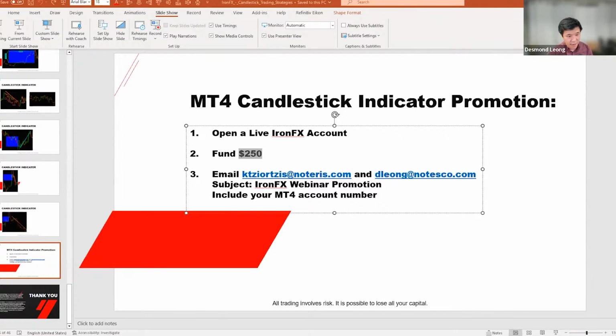Remember, when you're using candlestick patterns, you're using price action. Exercise proper discretion when you use it. If you know how to use it properly, you can really become a better trader.